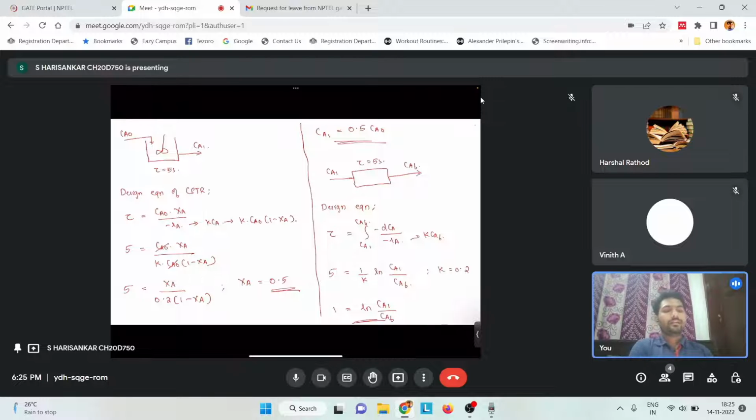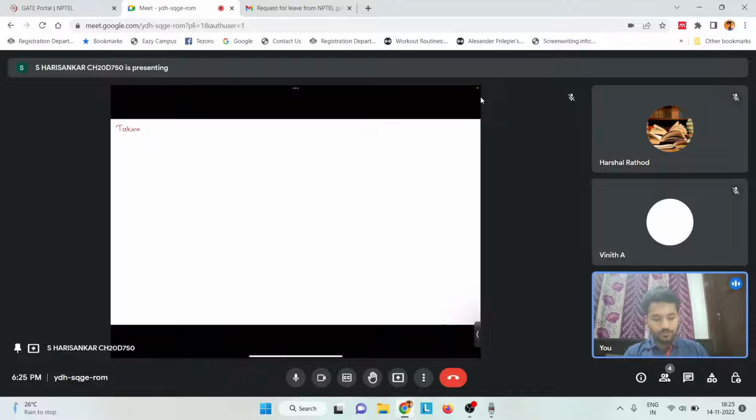Now we'll take exponential on both sides. So taking exponential on both sides, e will be equal to CA1 by CAF, and the value of e is 2.718. So what this means is CA1 by CAF is equal to 2.718.